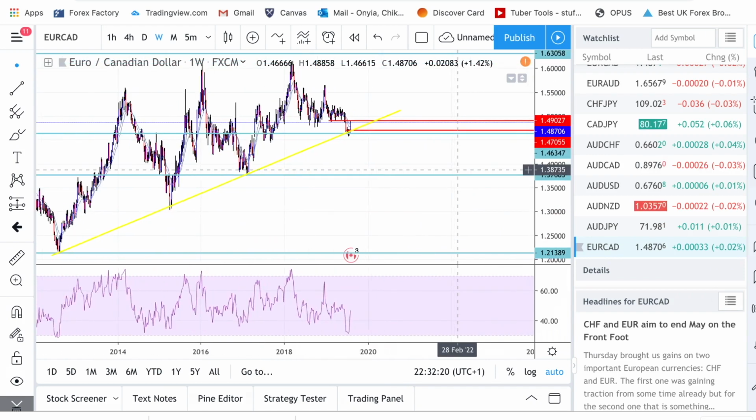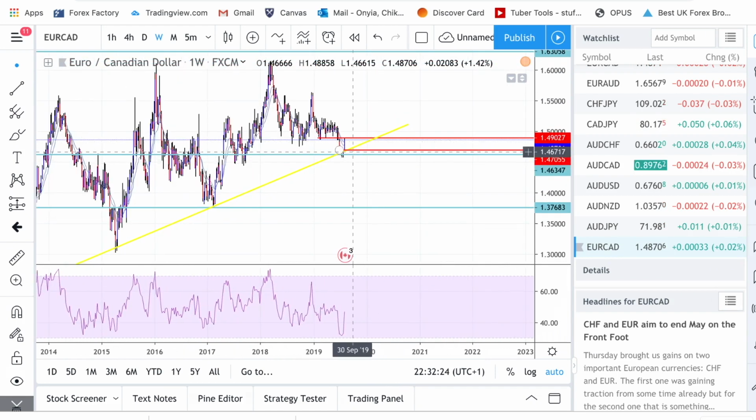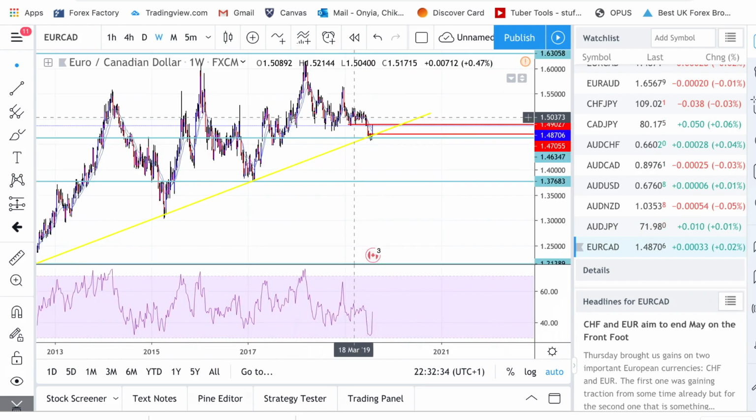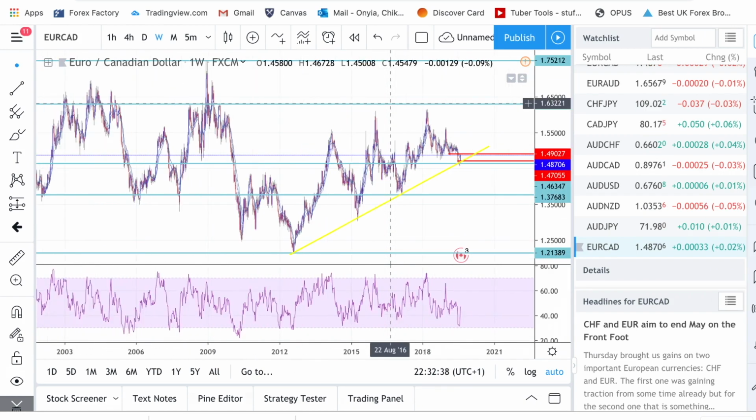Okay, so I believe I call this blue line a resistance line. It's actually a support line, sorry, because it bounced off of it and started heading upwards again. So that's a support. If it broke through it, it's still a support. It broke the support line. But because it bounced off it and is heading upwards, it's a support line.